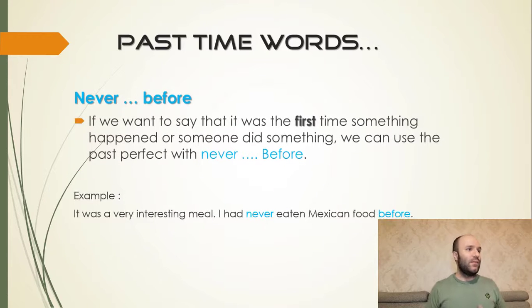Never and before. If we want to say that it was the first time something happened or someone did something, we can use the past perfect with never before. Okay? We use it in this way. It was a very interesting meal. I had never eaten Mexican food before. Okay? We use never before like this. So it is used when we want to say something for the first time. Okay? It was the first time that we experienced something.